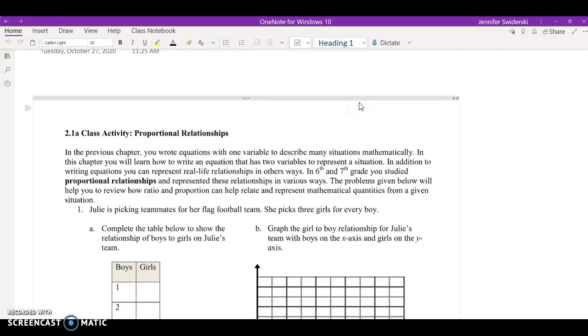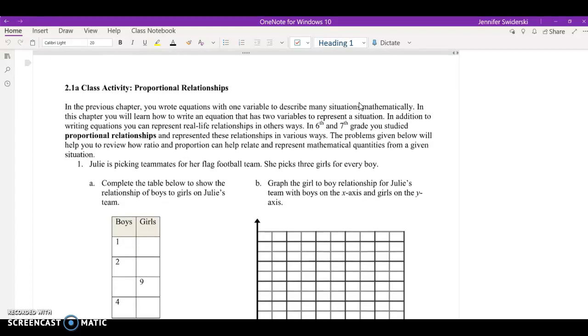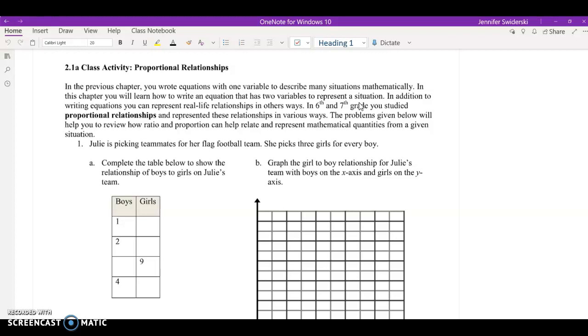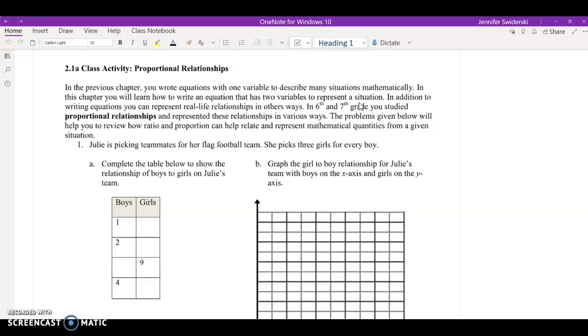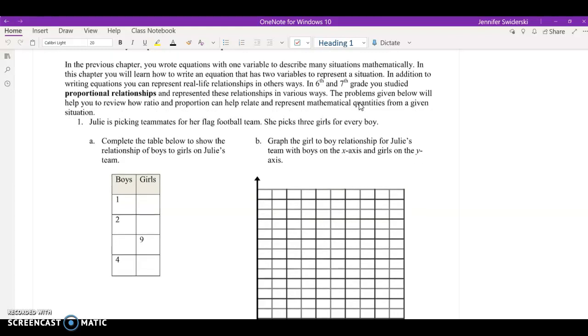All right, 2-1A is all on proportional relationships. So chapter 2 is a huge stepping stone into algebra for next year. 2-1A through 2-1C are going to be a lot of review for you guys, but then we're going to move into things called slope-intercept form and finding the slope and writing equations in slope-intercept form. So these are a really big stepping stone going forward.